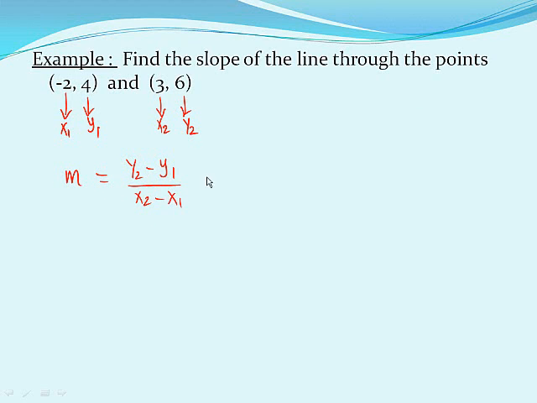I can substitute the values. 6 minus 4 divided by 3 minus -2. So when I simplify this, I will get 2 in the numerator. The 2 negatives will come as positive, so it will be 3 plus 2 equal to 5. So 2 divided by 5 is the slope of the line through these two given points.